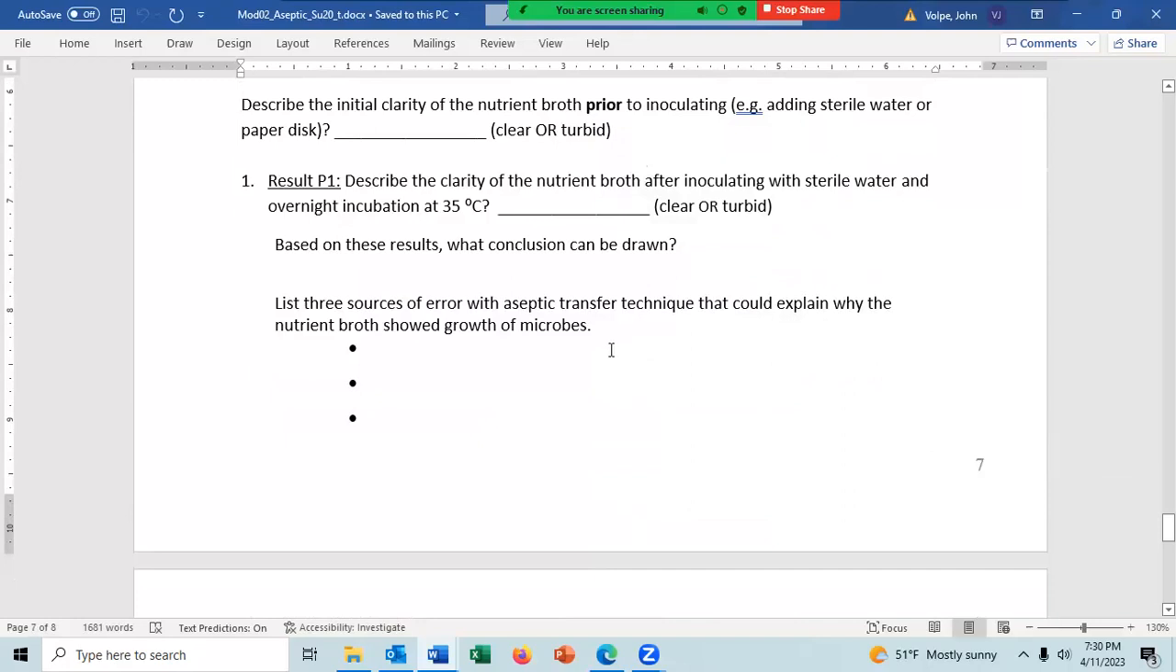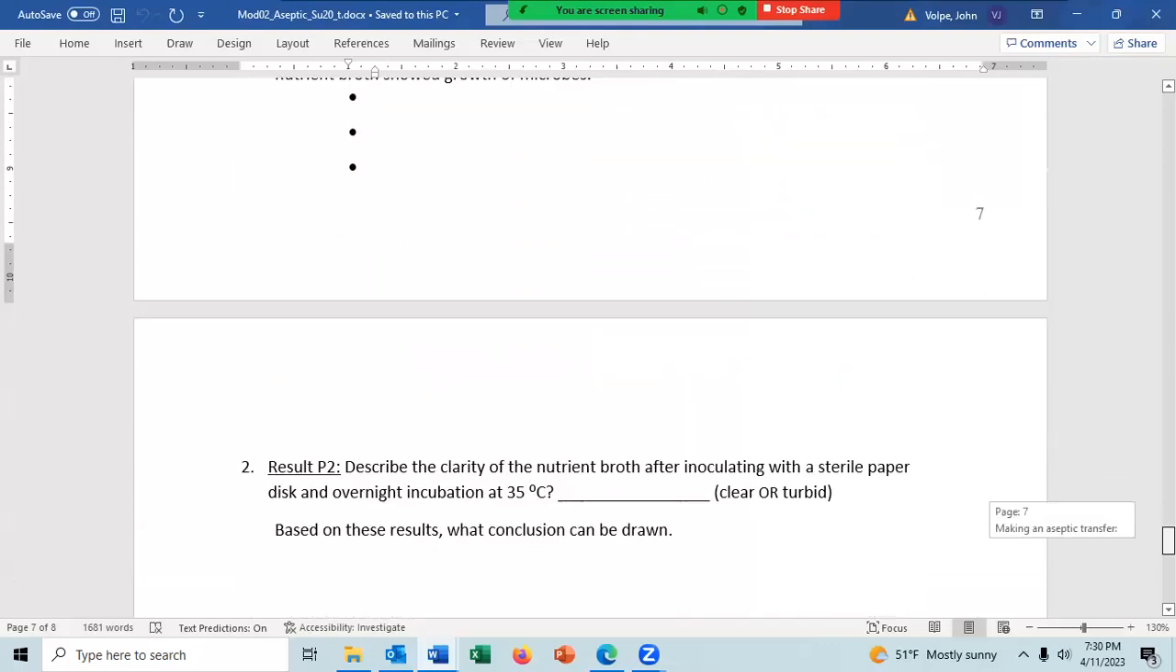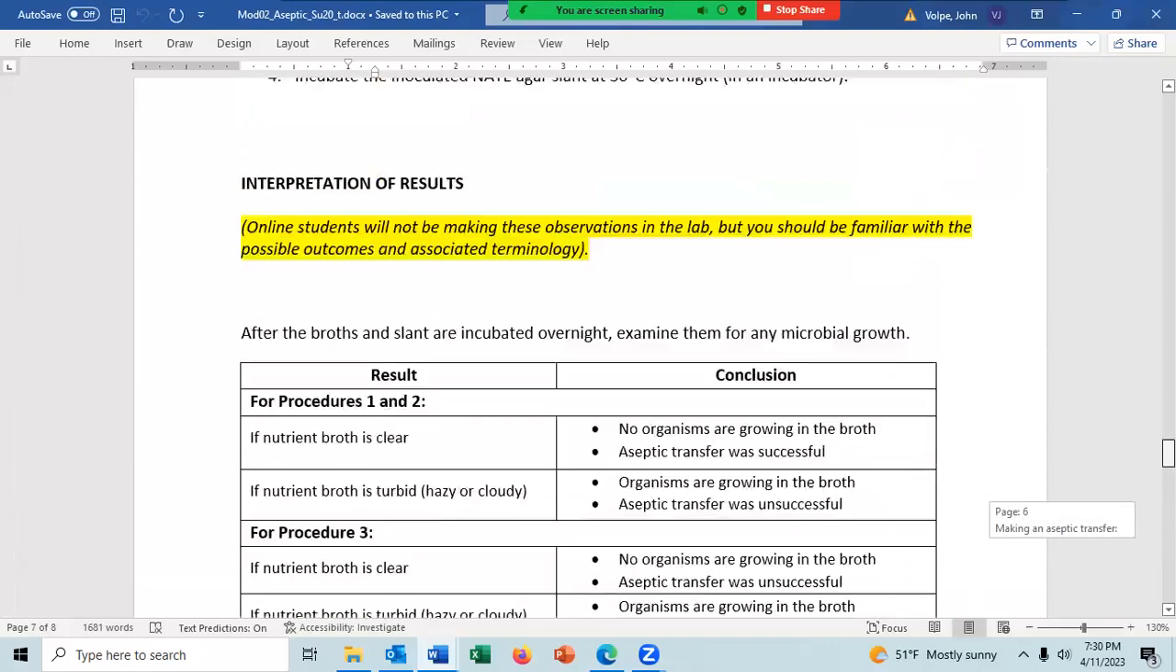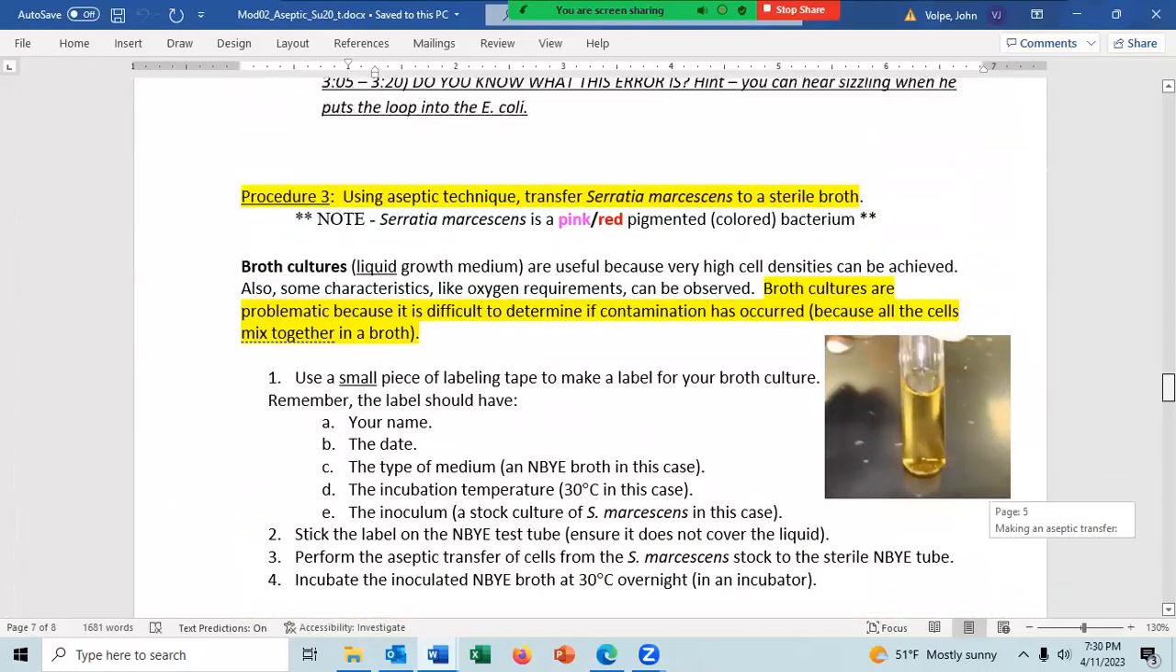And then list 3 sources of error with aseptic transfer technique that could explain why the nutrient broth showed growth of microbes. So 3 sources of error in the technique. Okay, any question about any of that? If not, let's go on to procedure 2.